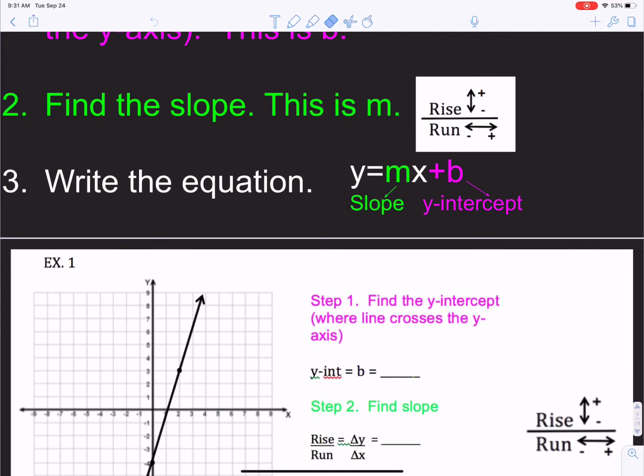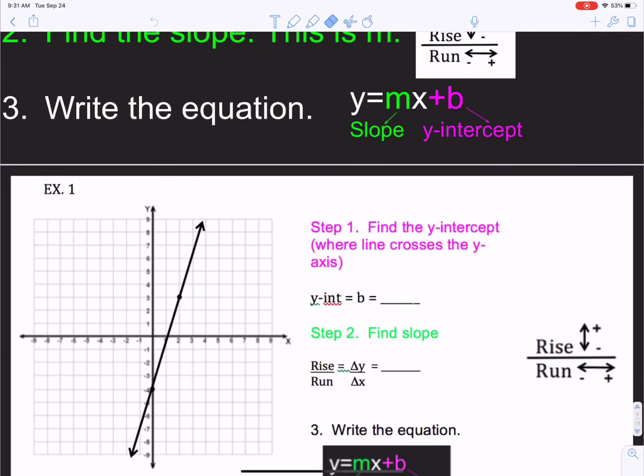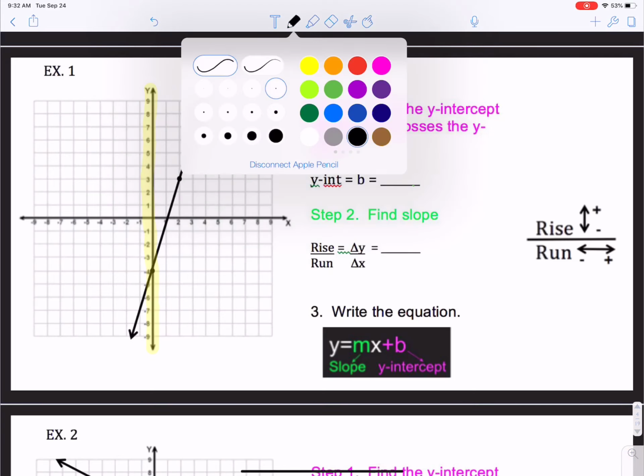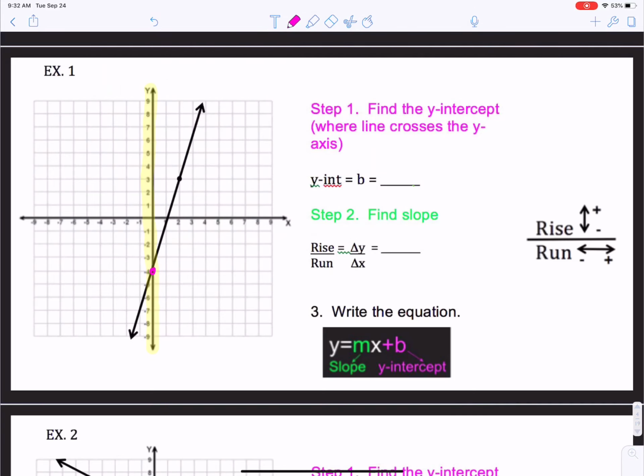So let's look at example 1. For example 1, we're going to walk through those three steps. It says to find the y-intercept, so we're going to find where it crosses the y-axis. Remember, this is our y-axis. So we need to figure out where our line crosses the y-axis. And we see that that happens down here where y is -4. So our y-intercept is -4.